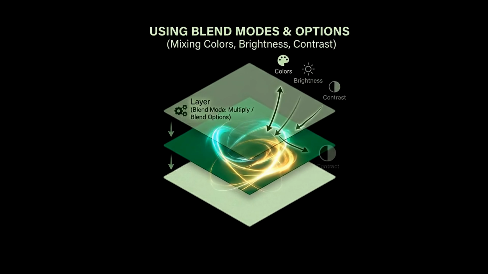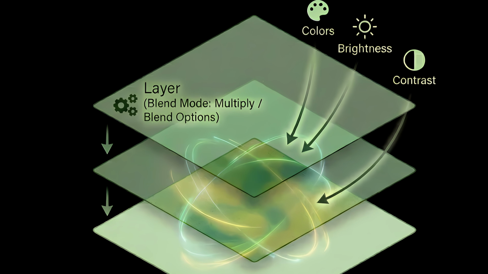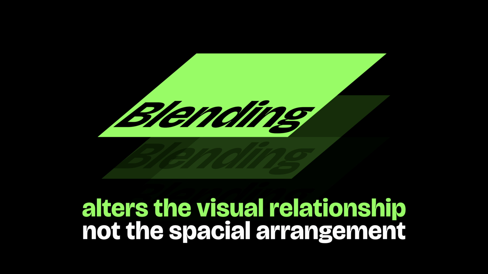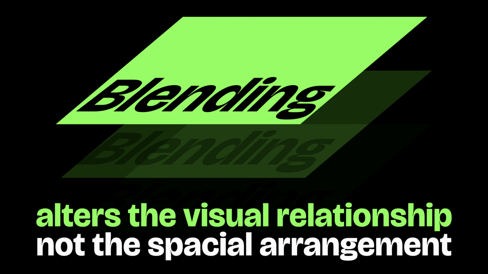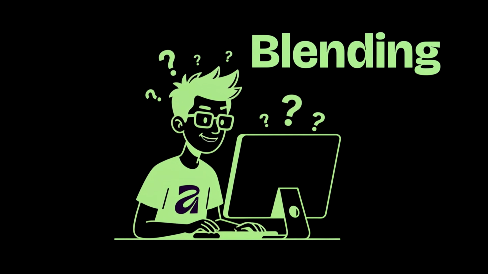But once you start using blend modes and blend options, you're no longer just stacking layers. You're telling Affinity how colors, brightness, and contrast should mix together. This is why blending is such a core concept. It doesn't change where things are in your image, it changes how they visually interact. And once you understand that, blend modes and blend ranges start to make a lot more sense.